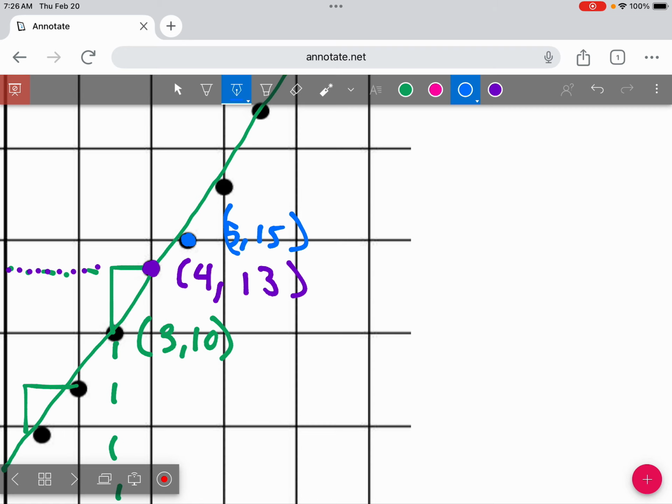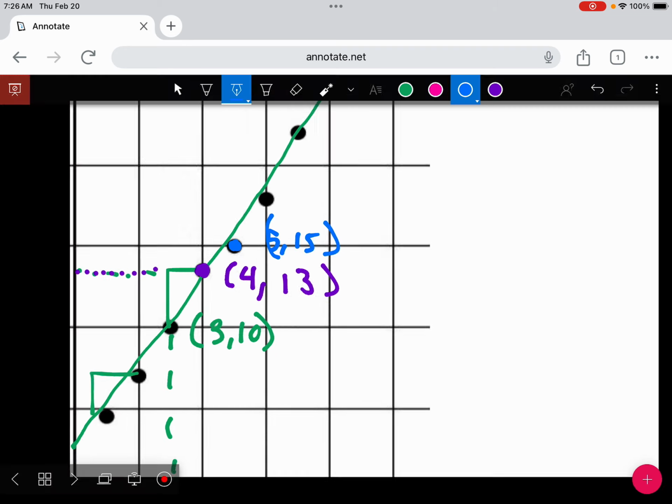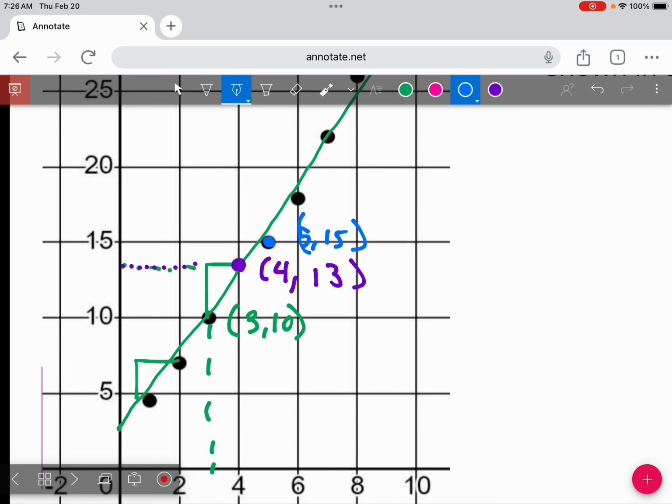The only problem with the 5 and 15 one is from the line that I kind of sketched in. It's not exactly on that line. It's close to the line, but it's not super on it. Whereas these guys are pretty much right on that line that I happened to draw in.